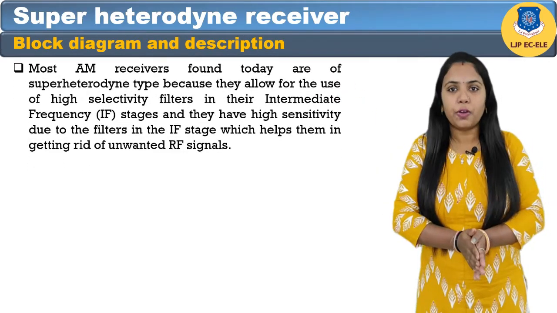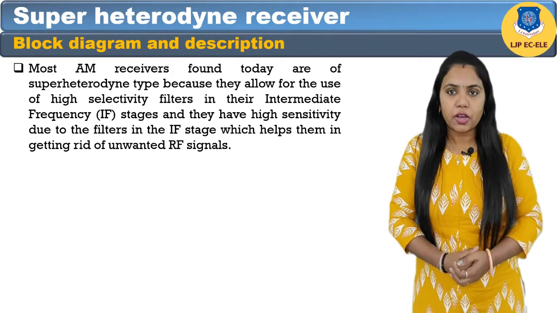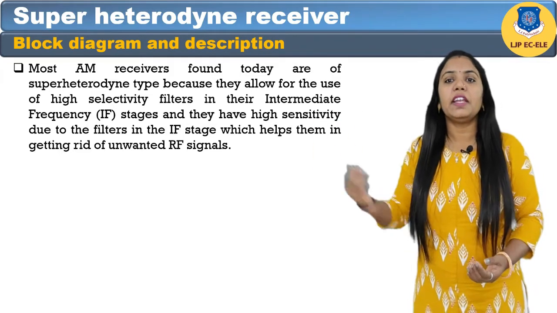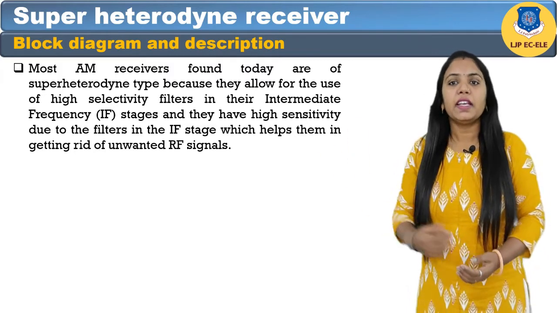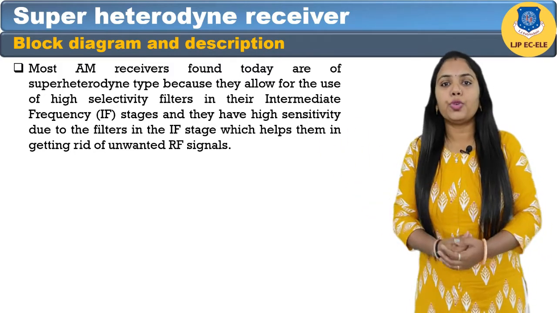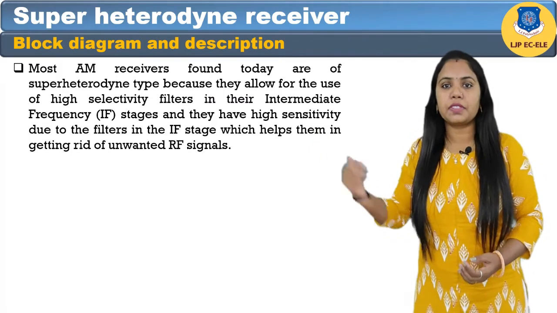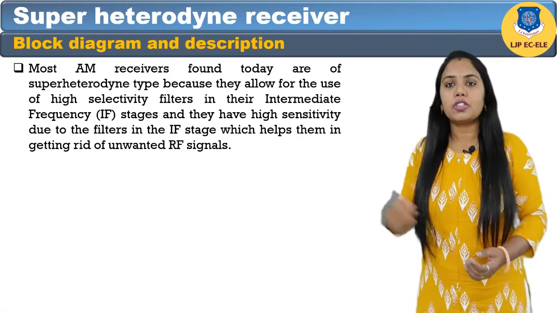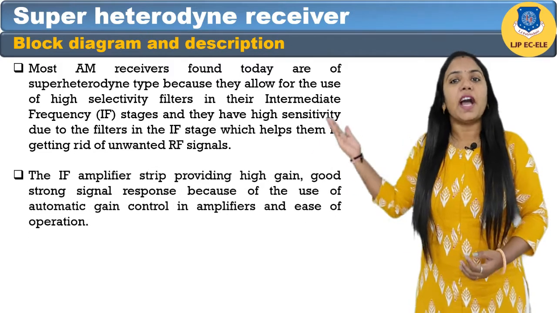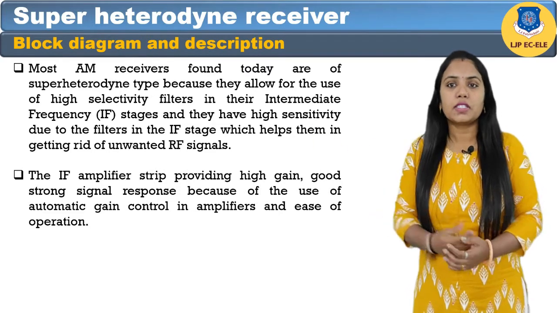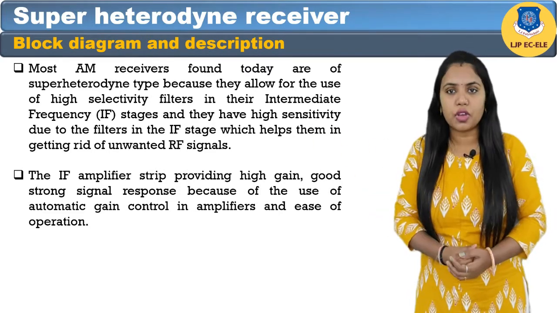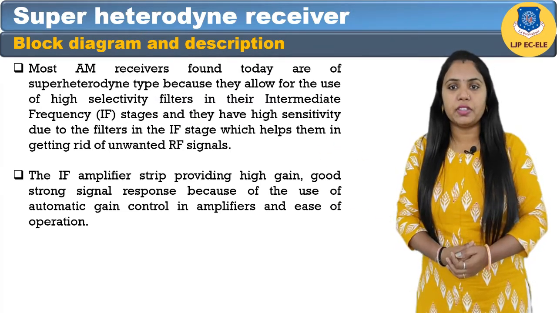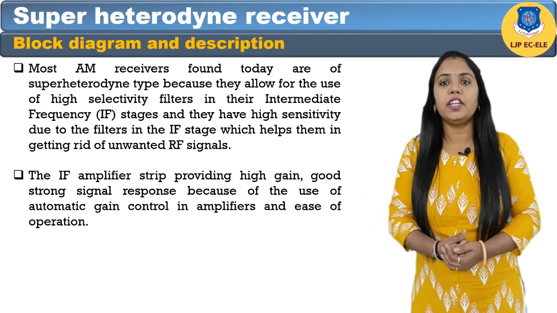Most AM receivers found today are the super heterodyne type because they allow the use of high selectivity filters in their intermediate frequency stages, and they have a high sensitivity due to the filters in the IF stage, which helps them in getting rid of unwanted RF signals. Also, the IF amplifier strip provides a high gain or good strong signal response because of the use of automatic gain control in amplifiers, and ease of operation, only controls volume, power switch and tuning knob.